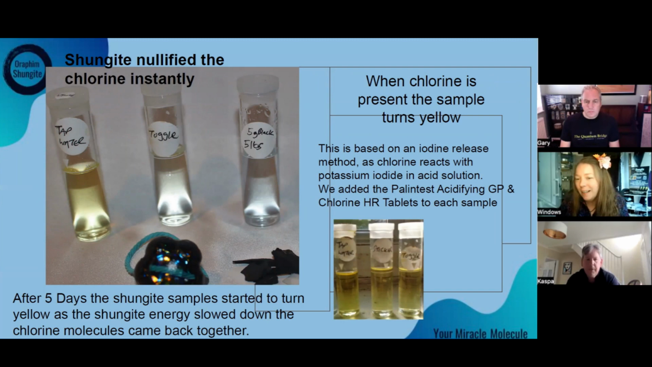So it really is showing that there is an energy coming out of the shungite that is changing the structure of those chemicals fundamentally. And then as that energy, so what we've captured here in the darker yellow samples is as that energy has slowed down from the 5 day mark, then it looks like the chlorine chemicals have slowly found their bonds again and come back into the chlorine chemical.